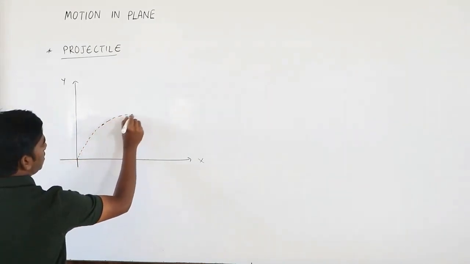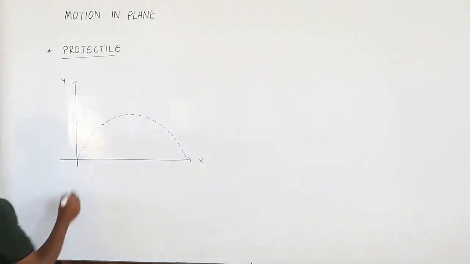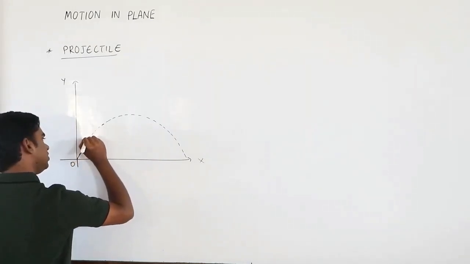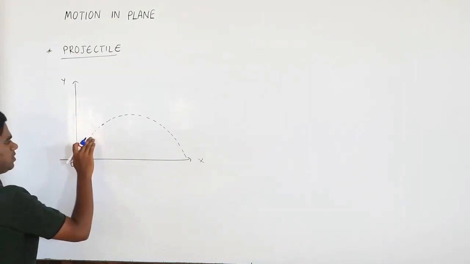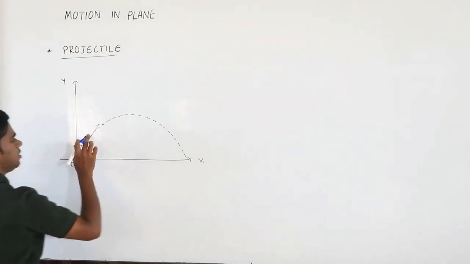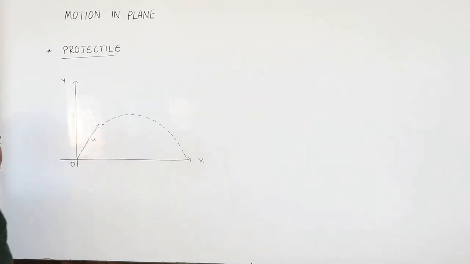This is the projectile. Now what I can do here is give some initial velocity over here, that is u. Initial velocity is u. So I have given some initial velocity u.